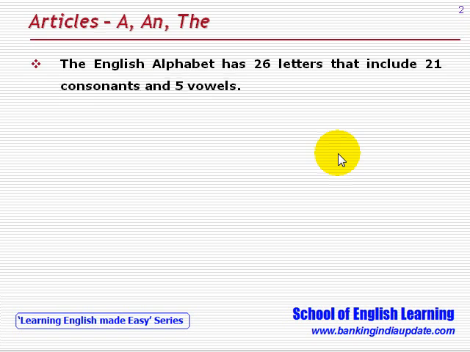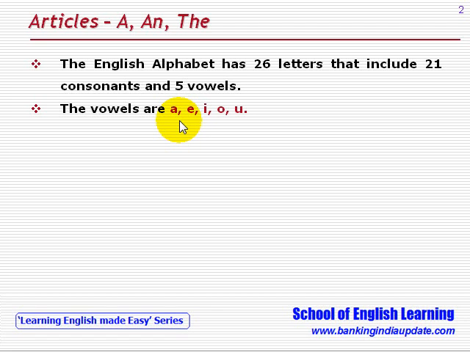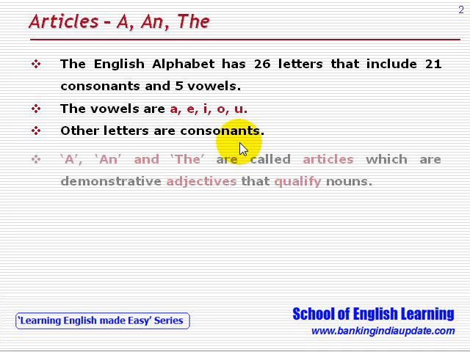Articles. The English alphabet has 26 letters, and these include 21 consonants and 5 vowels. The vowels include A, E, I, O and U. Letters other than vowels are consonants. So there are 21 consonants and 5 vowels.